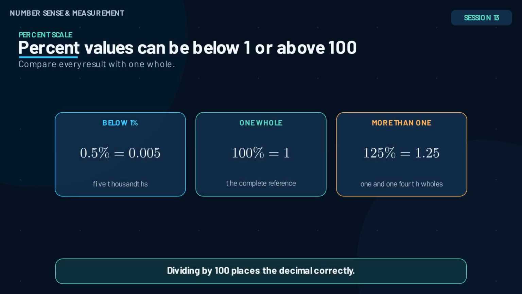Percentages are not limited to whole numbers from 1 to 100. 0.5% equals 0.005, which is below 1%. 100% equals 1 whole. 125% equals 1.25, or more than 1 whole. Use division by 100 and then check against 1.